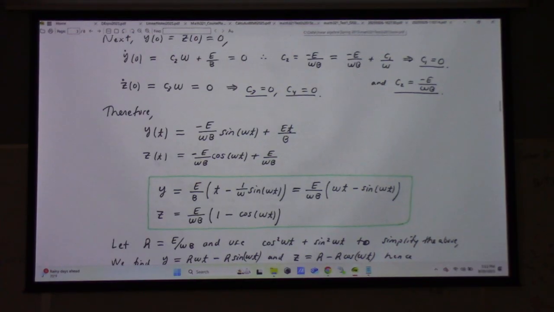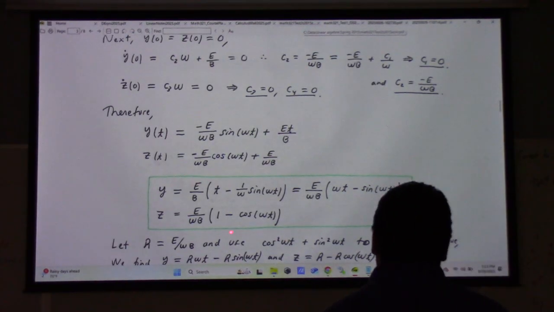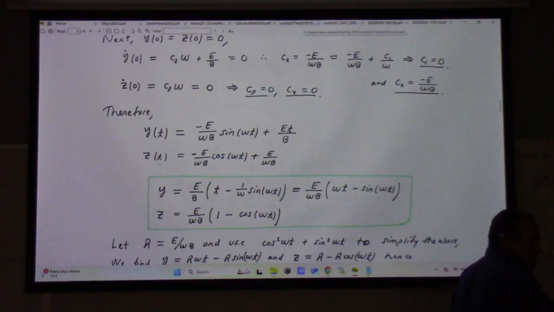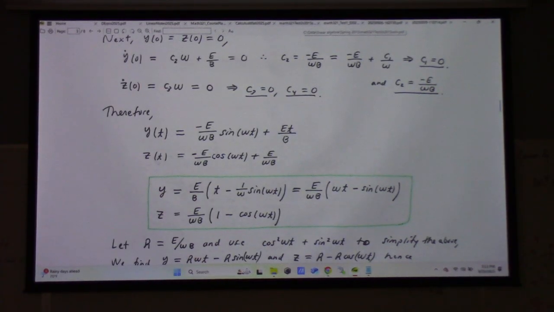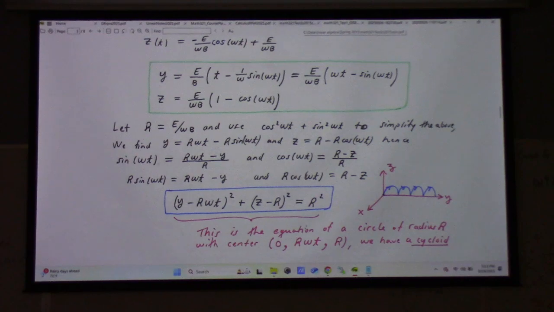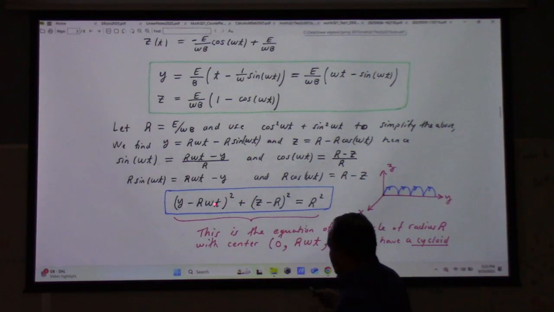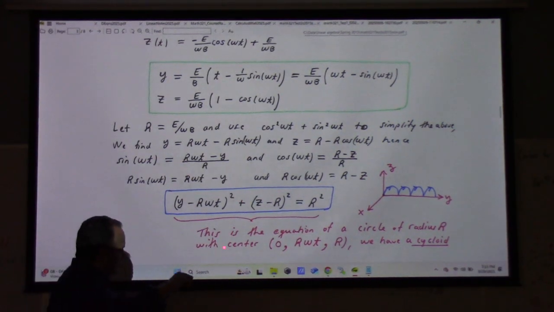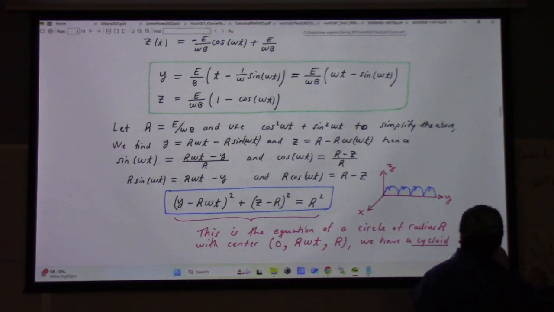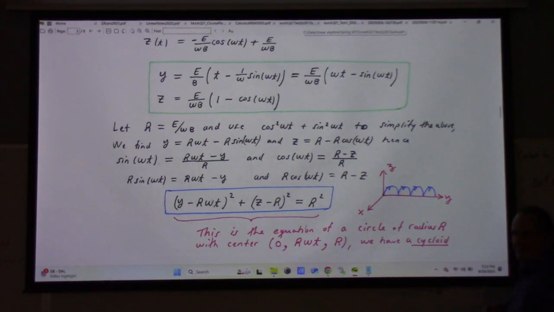This doesn't mean anything to me particularly, but if you eliminate the sine and cosine by using sine squared plus cosine squared, something really cool happens. You get this boxed blue equation, namely that y minus r omega t squared plus z minus r squared is equal to r squared. Well, this is the equation of a circle, but it's an equation of a circle with a moving center. The center is at r omega t for y and r for z, and as time progresses, the circle moves, and so you get this, which is of course a cycloid.